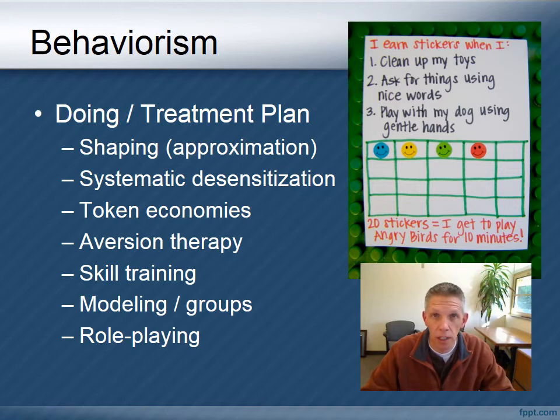Aversion therapy, also using a behaviorist principle, the common example is Antabuse. You take this pill so that then when I behave in a way that I'm trying to change, when I have a drink, I get violently ill. So that positive punishment will reduce the likelihood that I'll drink again. Talked about skills training. We can help people learn specific skills using behaviorist principles, lots of modeling, role-playing, participation in groups. So all of those things are techniques that behaviorists use.